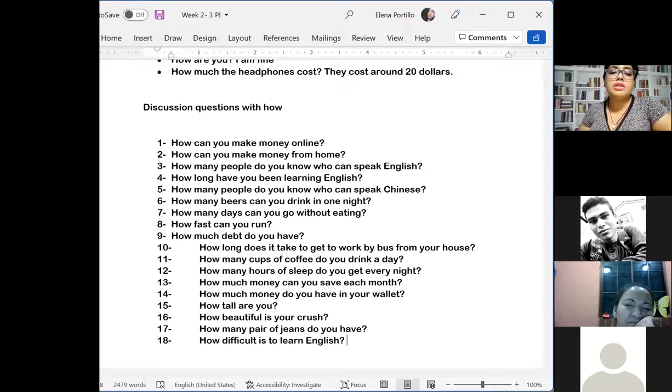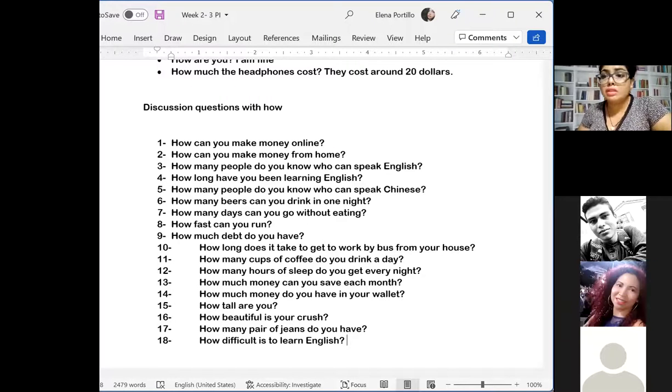How many beers can you drink in one night? It's talking about how many beers you can drink in one night. How many days can you go without eating? This is not very good. It is an example. How fast can you run? How much debt do you have? This is a very personal question, but it can function as an example.